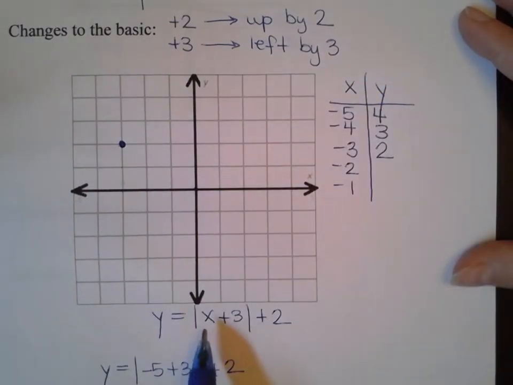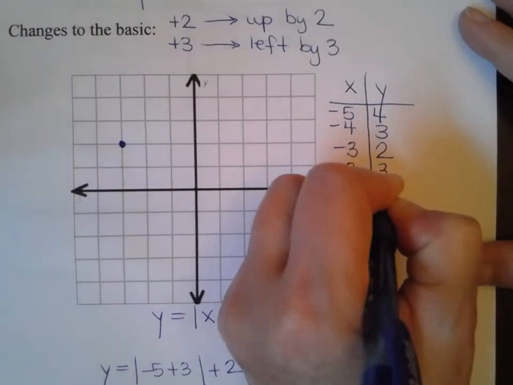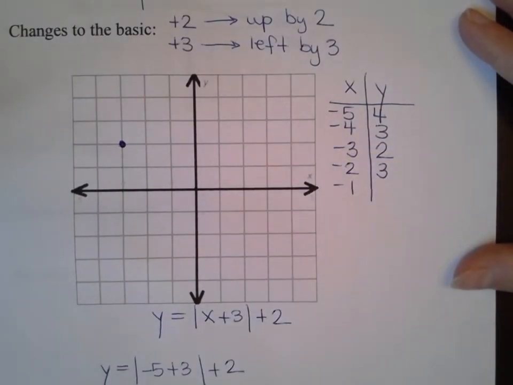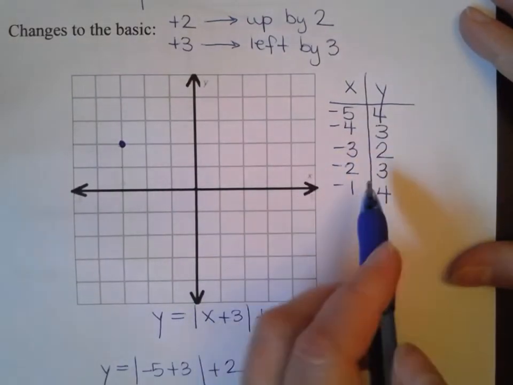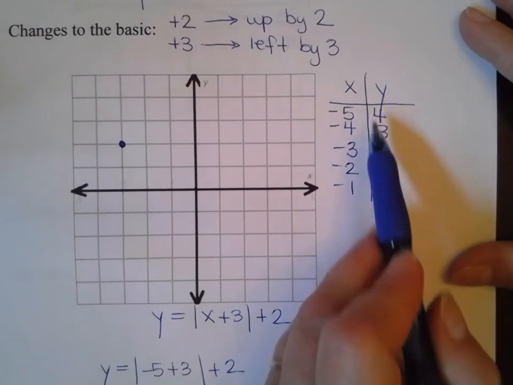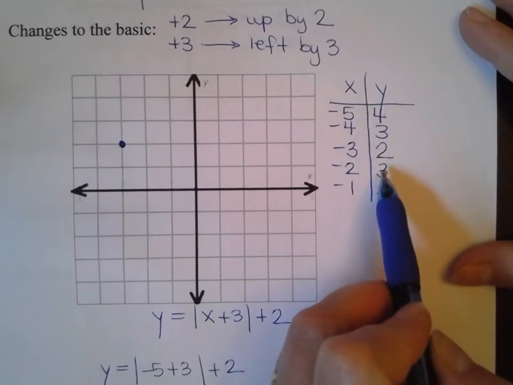On the other side, I have -2 plus 3 would be +1. Take the absolute value, I have 1 plus 2, also 3. The V shape is symmetric, so when I put in -1 plus 3, I have 2. I'm taking the absolute value, which is still 2, plus 2 would be 4. I can see the symmetry because the y values on equal sides of that middle point are the same.